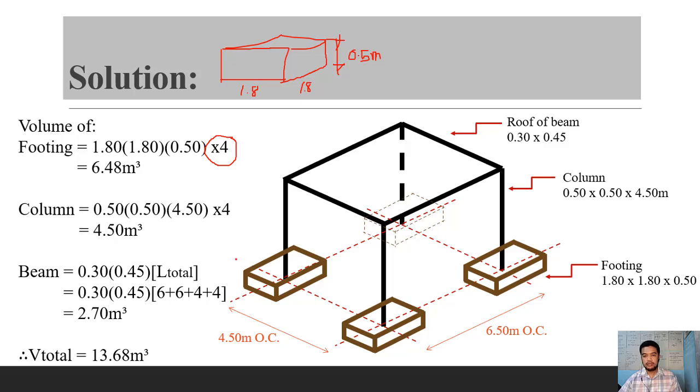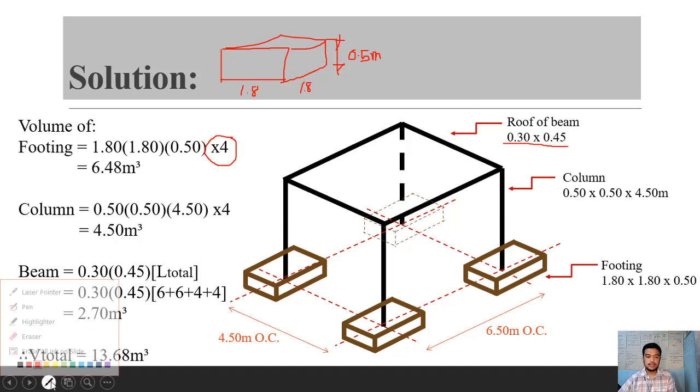How about the column? The column has a specific height of 4.5 meters. Okay, so the column will now be 0.5 by 0.5 times 4.5 meters. We will multiply that also by 4, because there are 4 columns here in this structural frame. So that will now be 4.5 cubic meters.